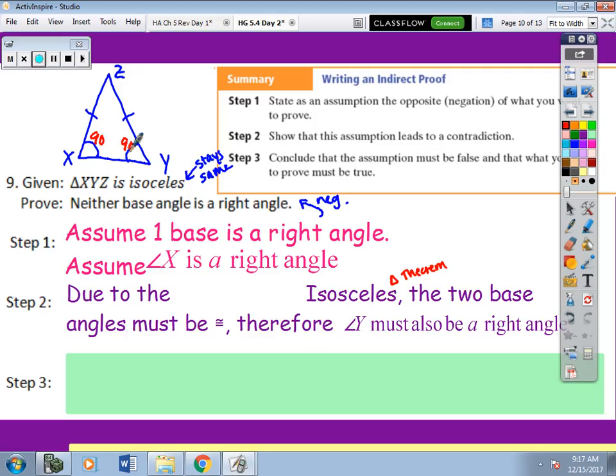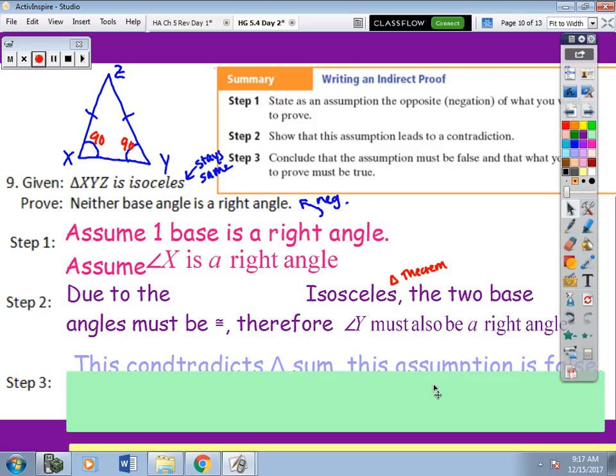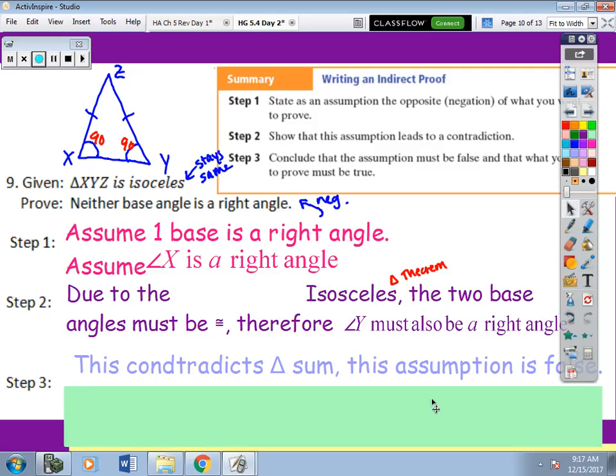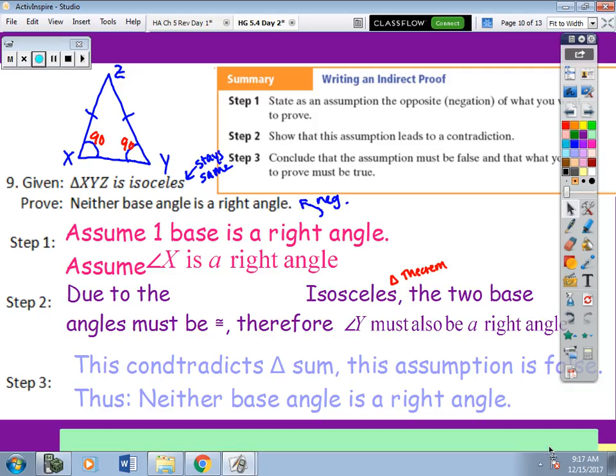We know that right angles are 90 degrees. So if both of those are 90 degrees, what does this contradict? Why can't this happen? Good, the triangles add to 180. A lot of times the contradiction is triangle sum, because we've done a lot with triangles. So again, Luke, if you want, you could do your contradiction right here. I think I have it in step 3 just for the space. This contradicts triangle sum. Therefore, the assumption from step 1 is false. Thus, restate your proof statement that neither base angle can be a right angle.